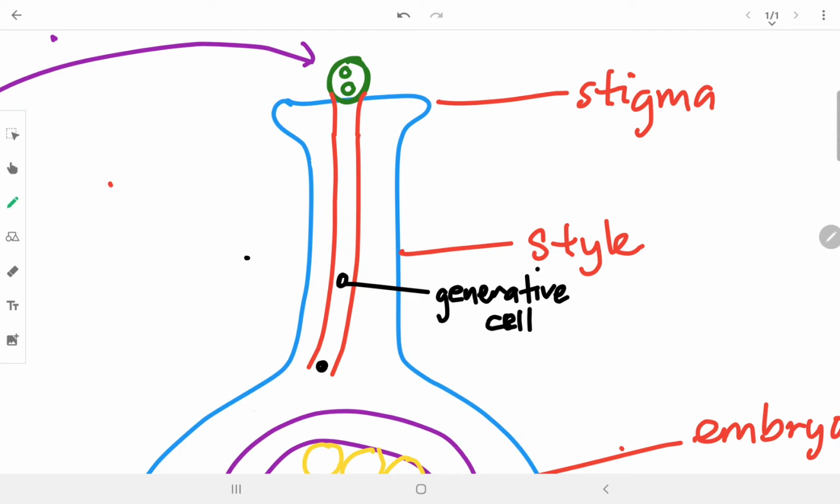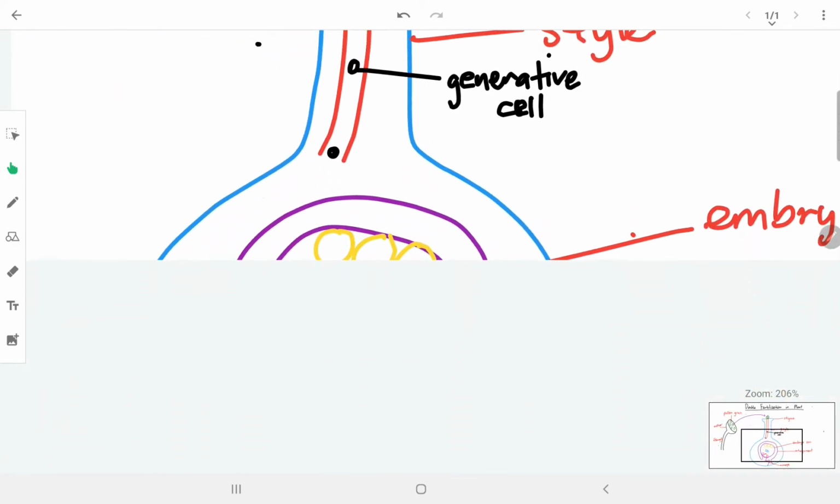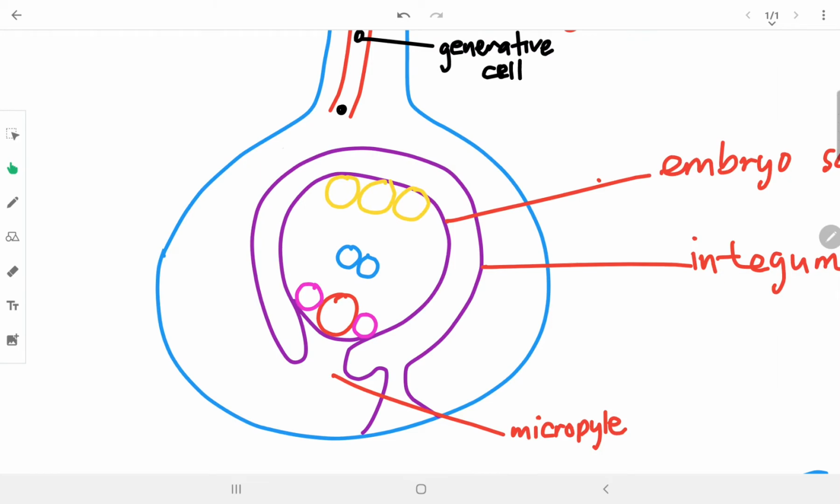Seperti yang Madam pernah bagi tahu kamu dalam Google Meet sebelum ini, imagine the tube nucleus ini seperti driver, while the generative cell is the passenger. Okay, so tube cell function dia ialah produce the pollen tube. Okay, so I continue.